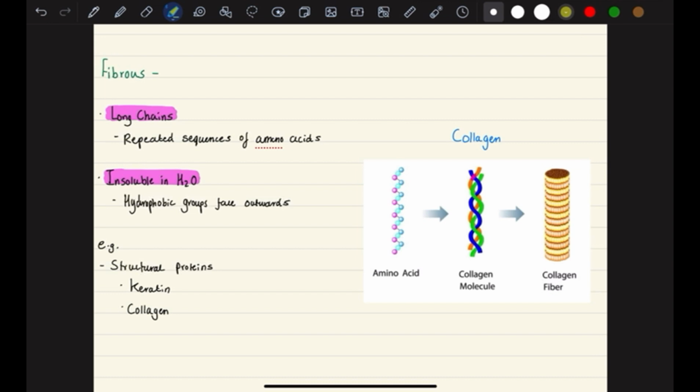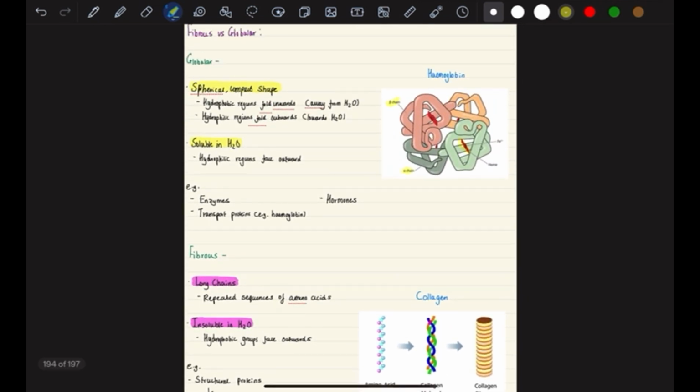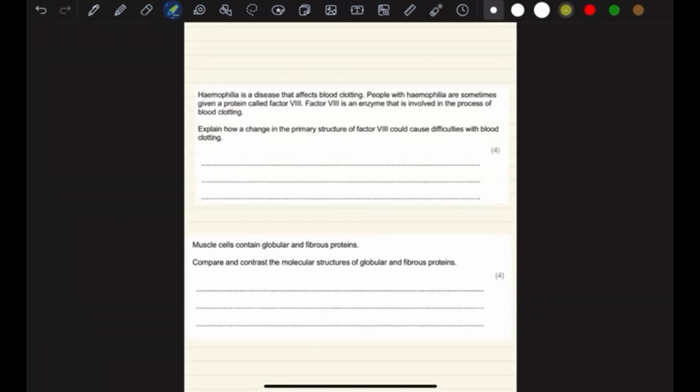Collagen is the one that's kind of important to know. Not in too much detail, especially not right now in the course. But you got your collagen molecule where you've got those amino acid chains kind of coiled around each other. And multiple collagen molecules will then form a collagen fiber, which is what makes it really strong and can act like, for example, a barrier in the skin. So that is what I would say know about fibrous versus globular.